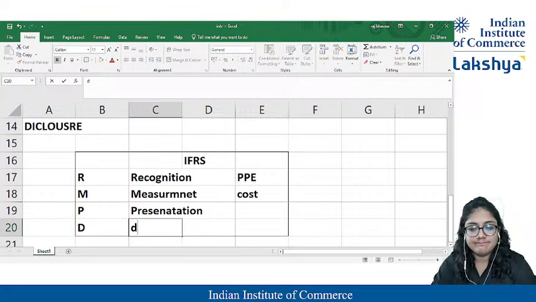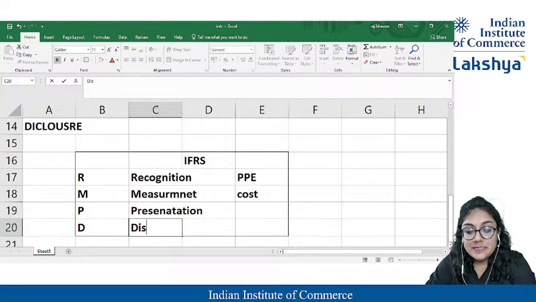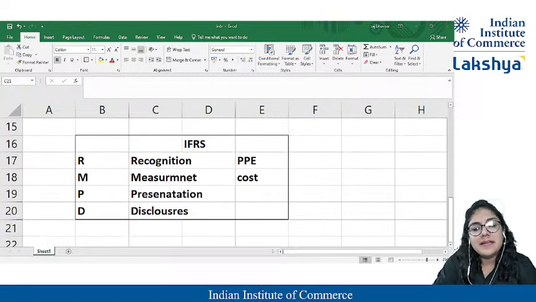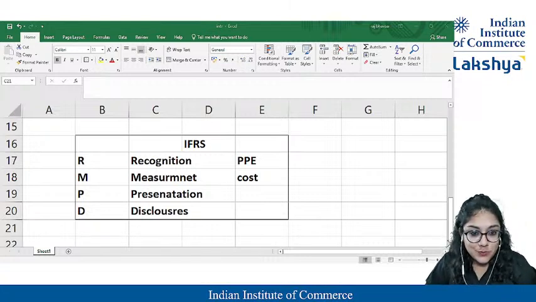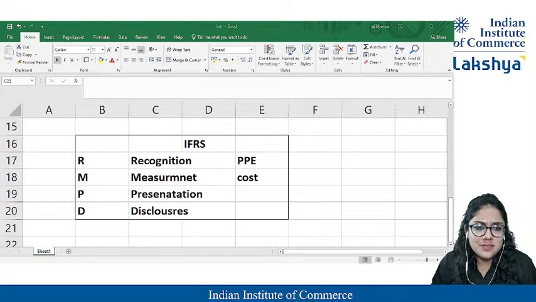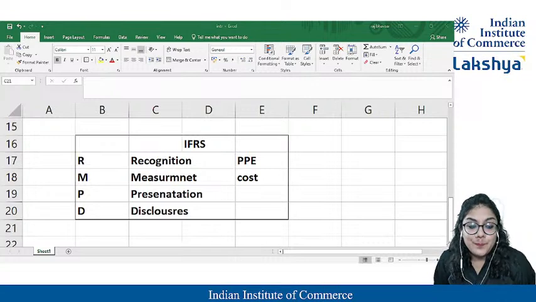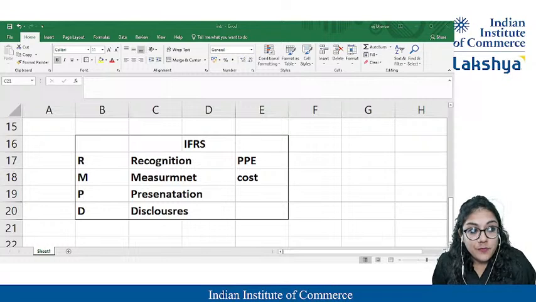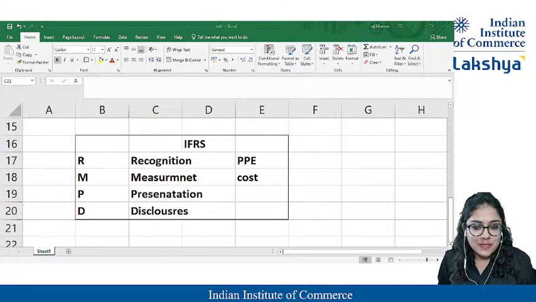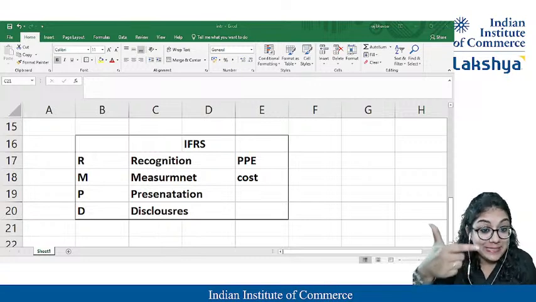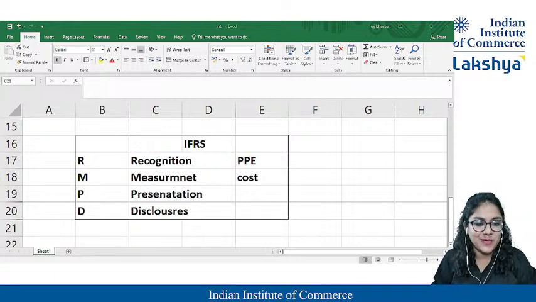D is disclosures. Why are disclosures given so much importance? When we were in 11th and 12th standard, or maybe in college, we were more emphasized to make the financial statements, to write the financial figures. But at a professional level, you must be aware that most frauds or manipulations are done when we can manipulate the disclosures. If I just give you an example of IAS 24, you should remember which standard that was. What is IAS 24? International Accounting Standard 24.